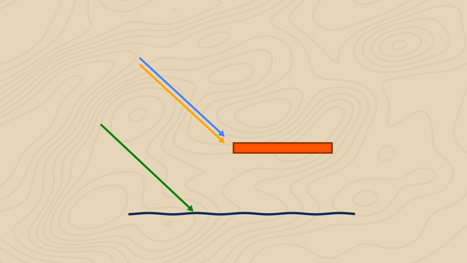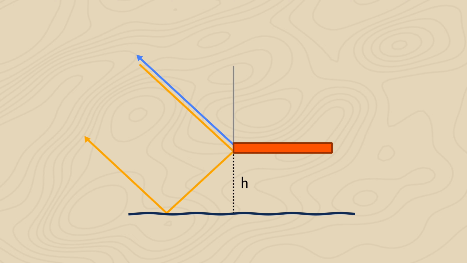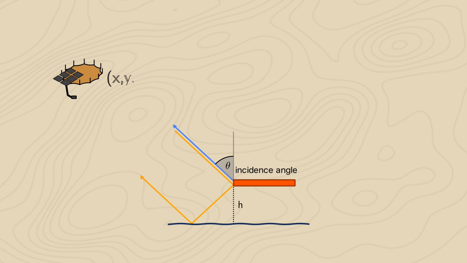And there's even more information we can obtain from these reflections. For example, to compute the distance between the water and the road surface, the so-called clearance of the bridge. Let's compute the clearance using the single and double bounce and some very simple trigonometry. First, we know the angle between a perpendicular to the surface and the signals before reflection. This angle is called the incidence angle theta, and we can compute it from the position of our satellite.